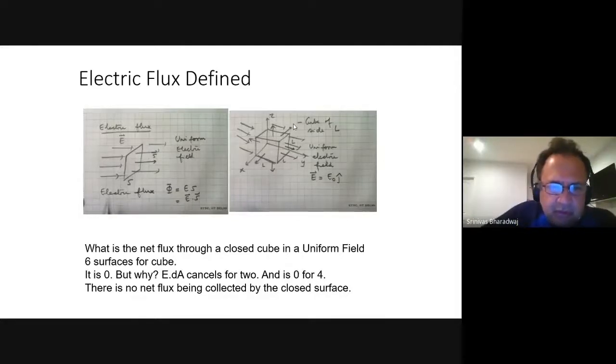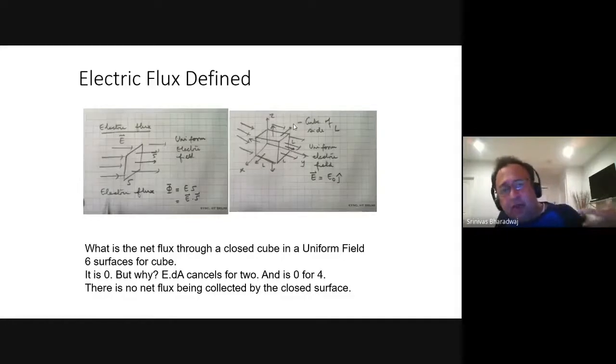So please understand what is the net flux that flows through a closed cube in a uniform field. What will be the net flux? It will be zero. But why? Because the E dot dAs will all cancel out. The E dot dA on this surface is this way. The E dot dA on this surface is that way. So this E dot dA, that E dot dA will cancel out.